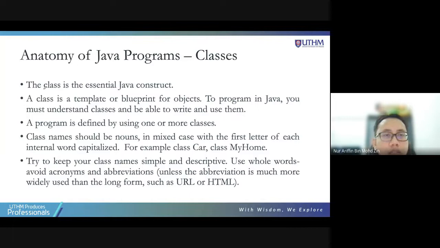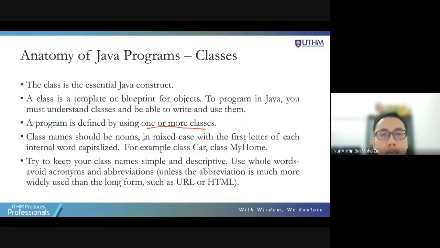Okay, classes. The class is the essential Java construct. A class is a template or blueprint for objects. To program in Java, you must understand classes and be able to write and use them. A program is defined by using one or more classes. As I mentioned before, we can have more than one class inside a Java program.